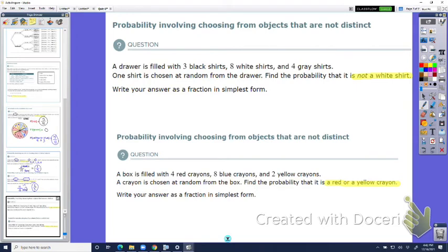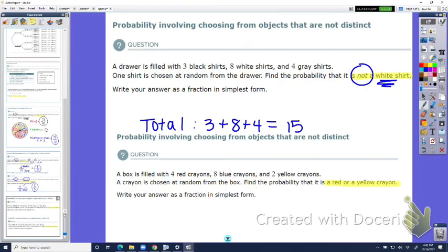A drawer is filled with 3 black shirts, 8 white, and 4 gray. You need to figure out what is the total amount. So that is 3 plus 8 plus 4. That's 15 total shirts in the drawer. One shirt's randomly chosen. You need to find a probability that it is not white. Careful reading here. The ones that are not white, so I cross off the white, and the ones that are left are either black or gray, and that adds up to 7. So 7 out of 15 does not reduce, so that's your final answer.